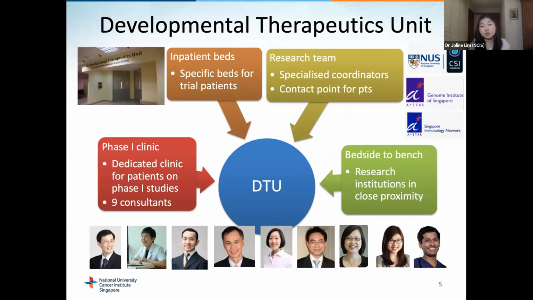There are dedicated units. We have a dedicated clinic for our patients, where it's all consultant run. We have inpatient beds. There are specific beds that are ring fenced for trial patients. And we have dedicated specialized coordinators that act as contact points. And a lot of times, all these drugs, because we are monitoring you continuously, we also work with the other institutions around in A-STAR and NUS to ensure that these drugs are safe for you.